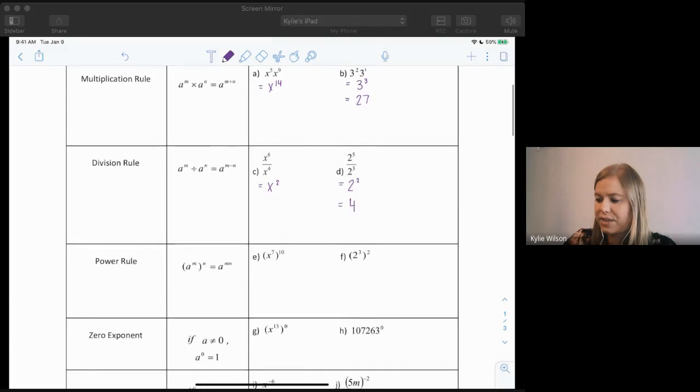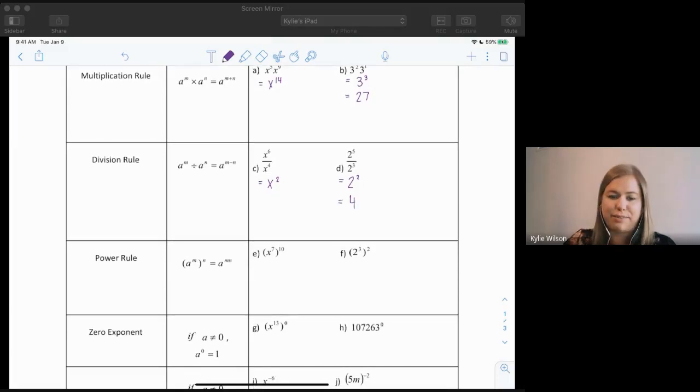The next rule that you guys have learned on many occasions is our power of a power rule. So that's when I have a power outside of the brackets here and one on the inside. And when I have that situation, I multiply my exponents. So for our first example, if I have x to the power of 7, all to the power of 10, that's the same as x to the power of 70.